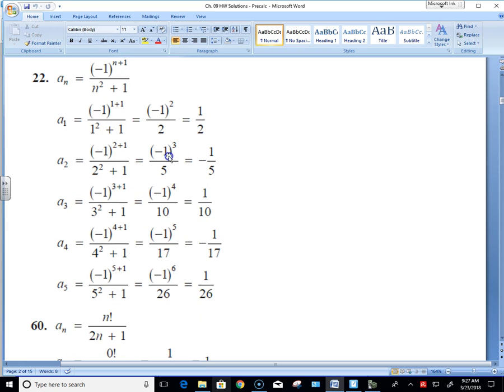Number 22, same thing, wasn't it? Just plugging in. But did you guys notice this little negative 1 to the n ended up alternating the signs?